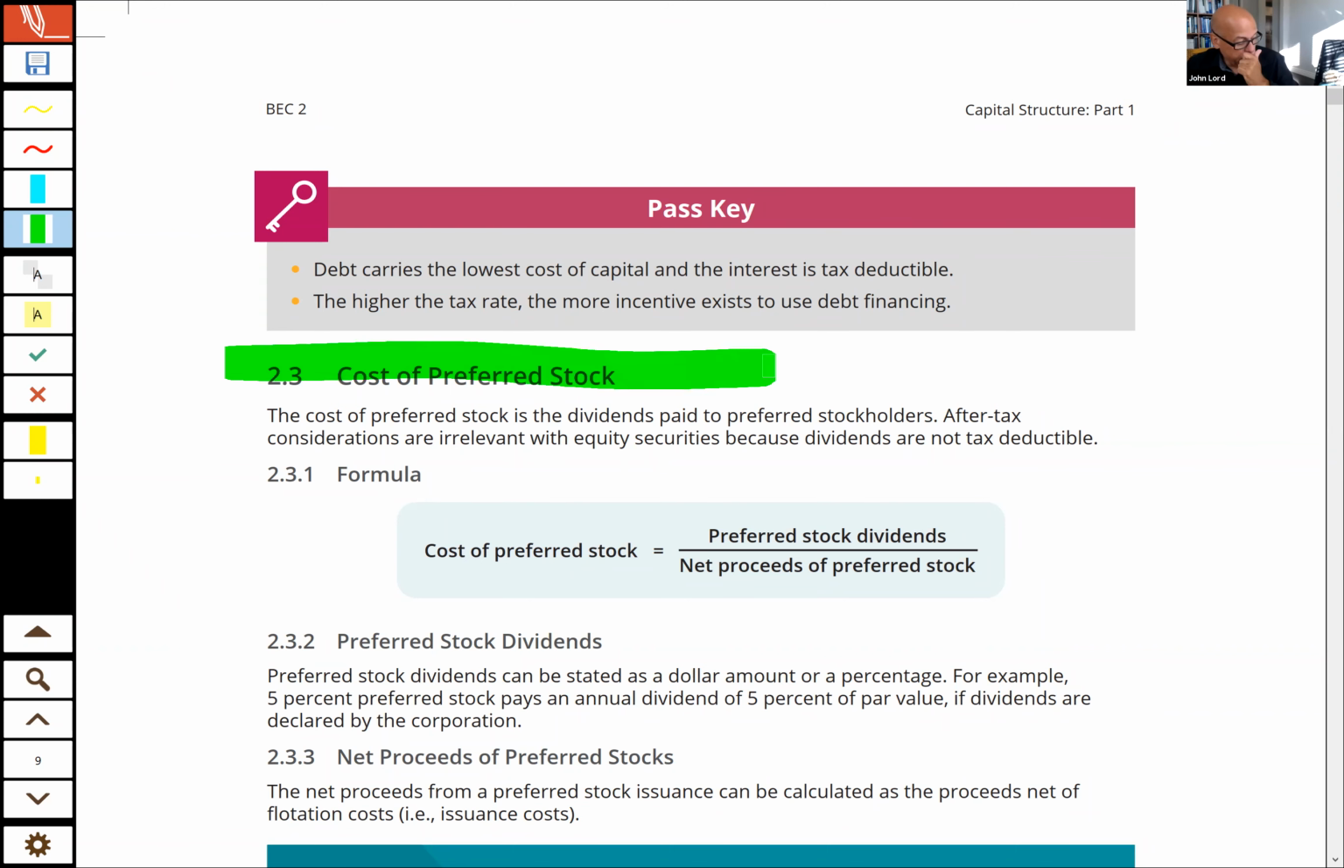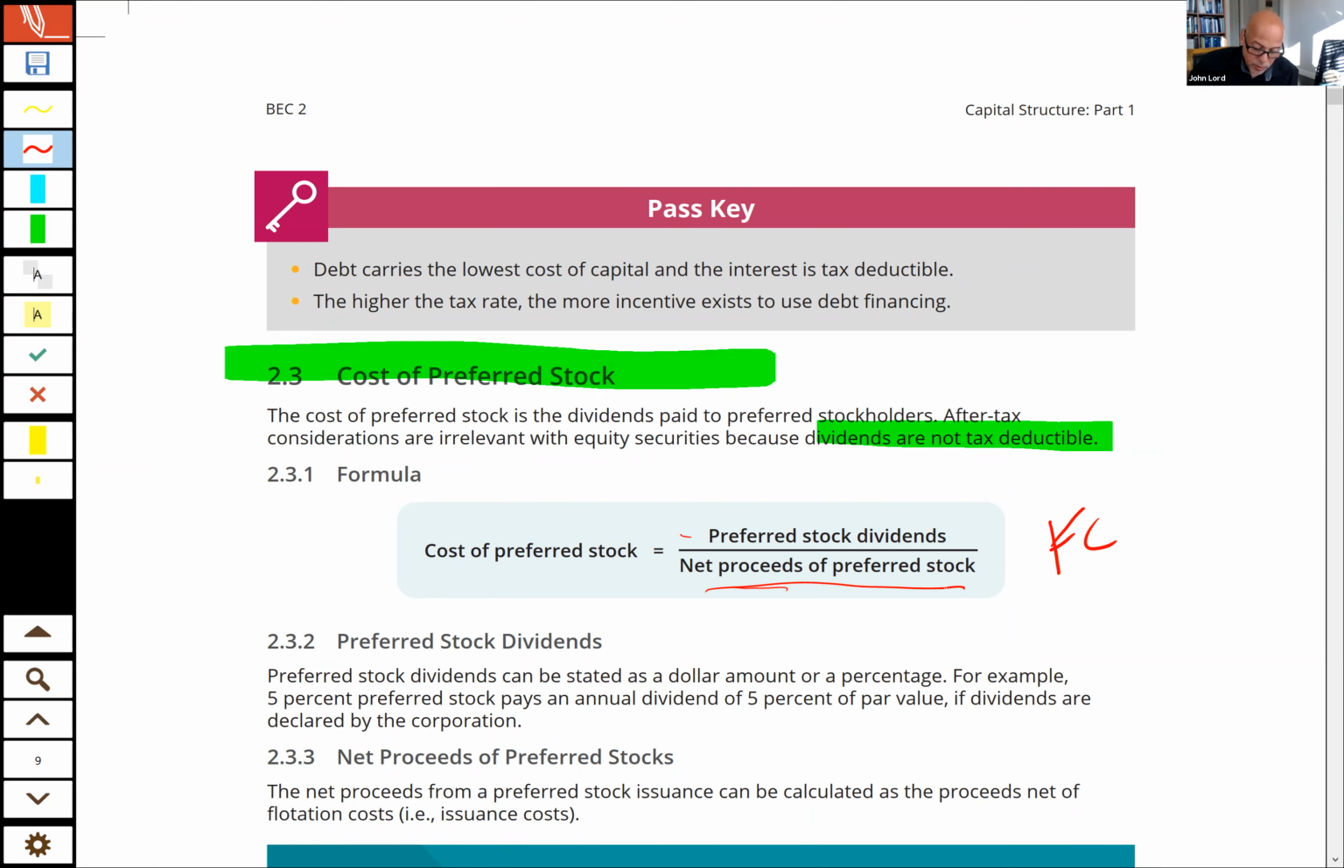Okay, good. Cost of preferred stock. You don't want to fall into the trap of applying an after-tax, one minus the tax rate calculation for dividends, because dividends, of course, as you well know, are not tax deductible. So let's go ahead and flashcard that the cost of preferred stock is the preferred stock dividend divided by the net proceeds for preferred stock.